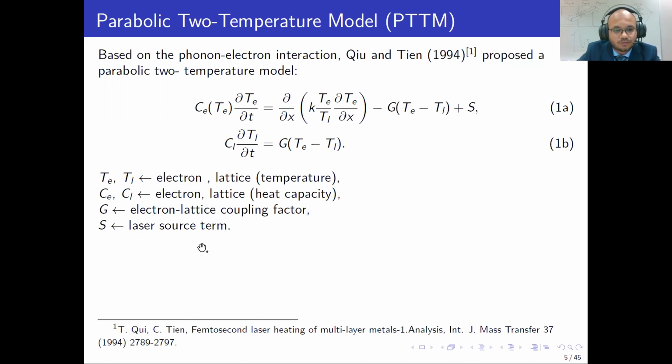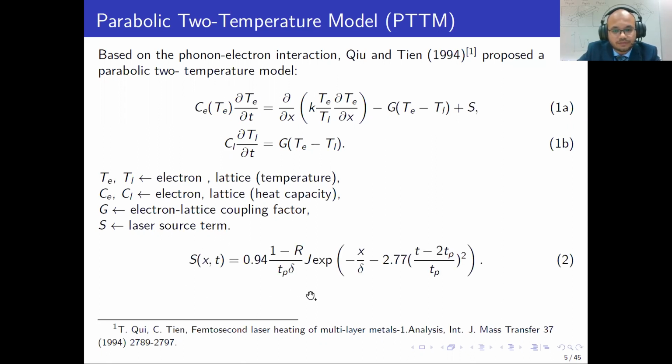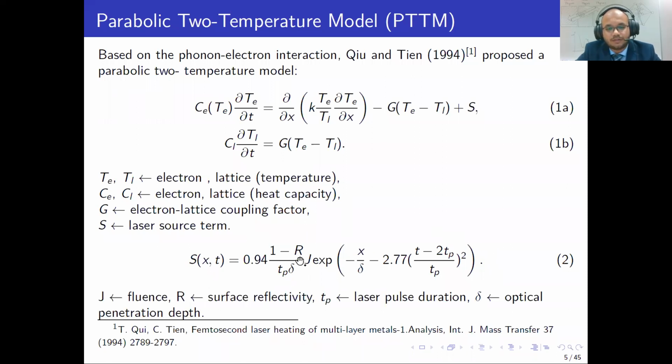And for the laser source term, we are using the general Gaussian expression for the laser source, where TP is the pulse duration of the laser, delta is the penetration depth of the laser, R is the reflectivity of the surface, and J is the laser fluence.